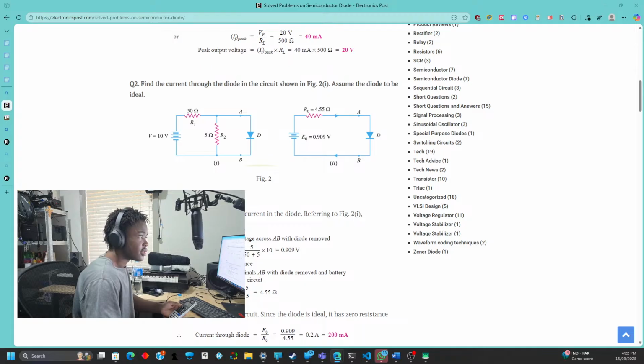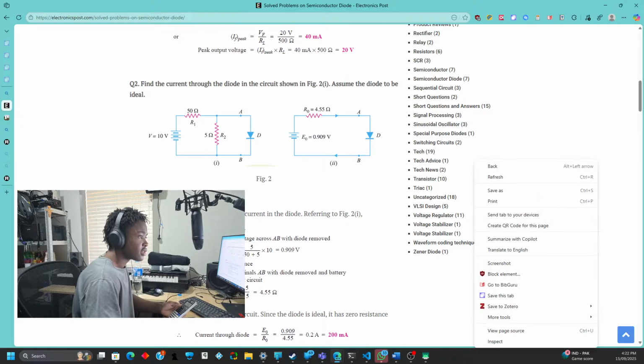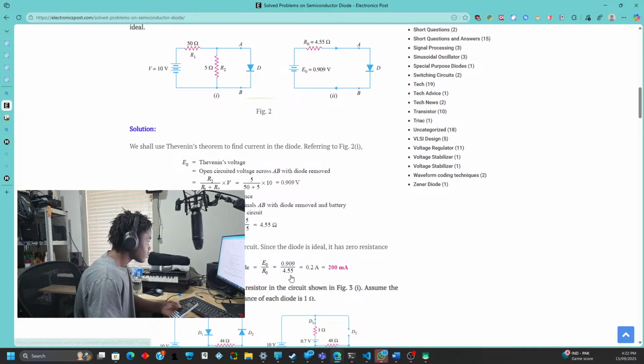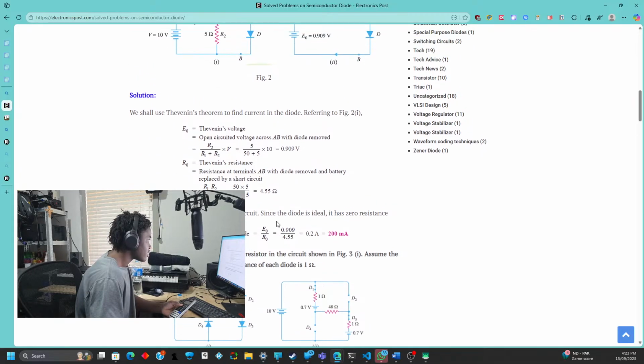Multiplied by the resistor here. And that resistor is what? Oh, okay, it's 50 ohms, not 50 ohms. The voltage here is 10 volts. So the current would be 10 divided by this. So I got 2.2 amps. I mean milliamps. They got 200 milliamps. Maybe because my answer is more precise. Actually, no, the voltage was 9.90.